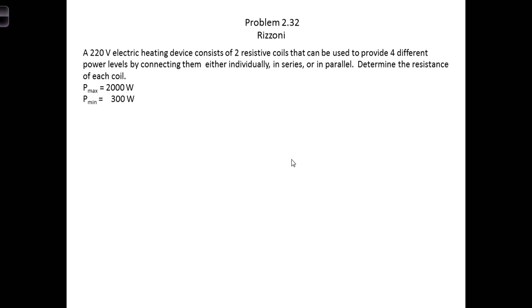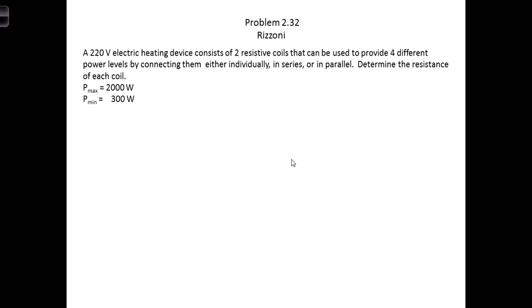Problem number 32 in Chapter 2 of Rizzoni is an interesting problem. It states that there's a 220-volt electric heating device that consists of two resistive coils that can be used to provide 4 different power levels by connecting them either individually, in series, or in parallel. And we're asked to determine the resistance of each coil.